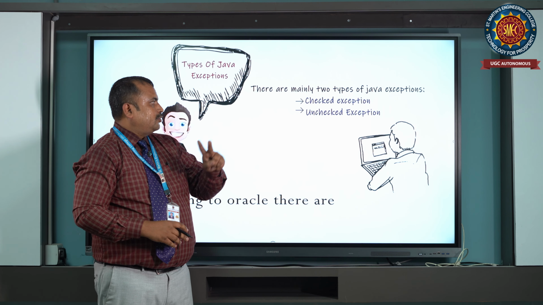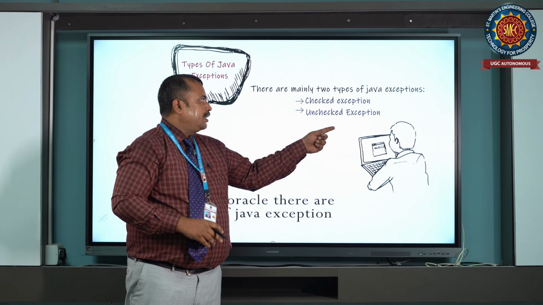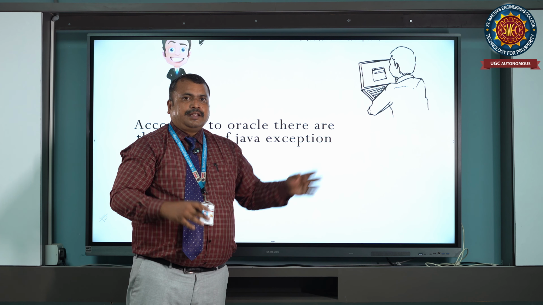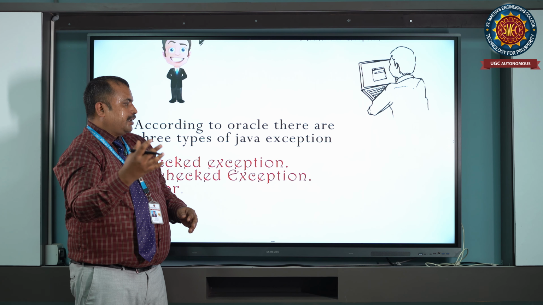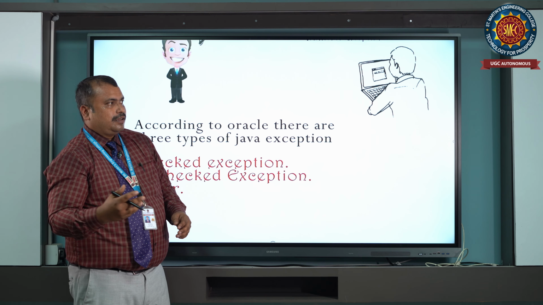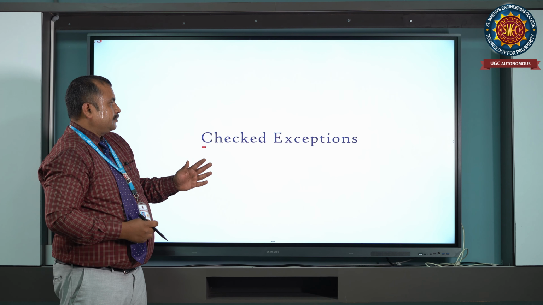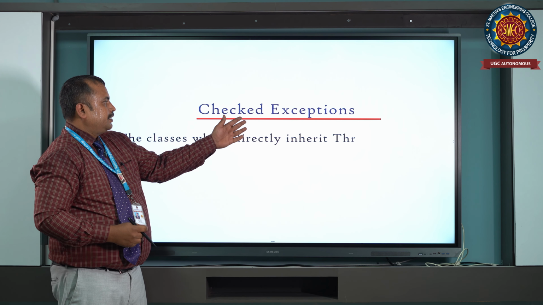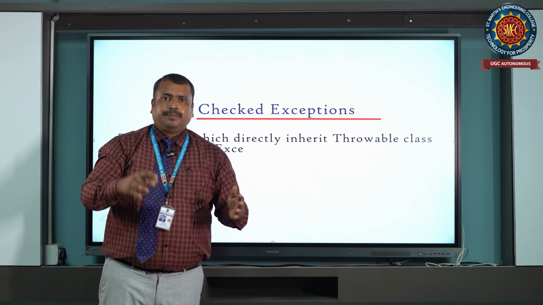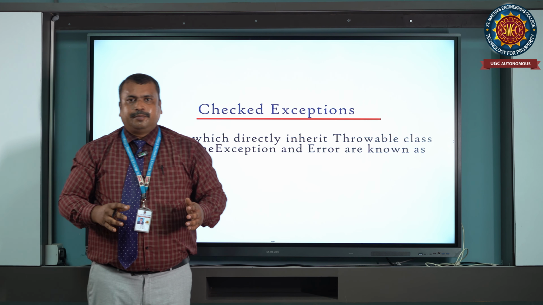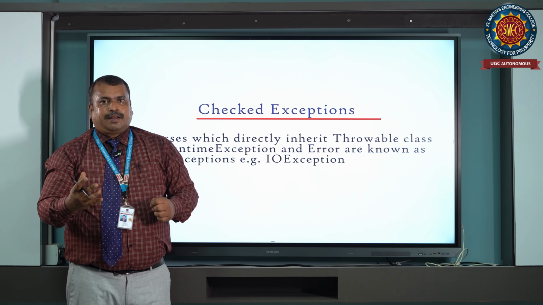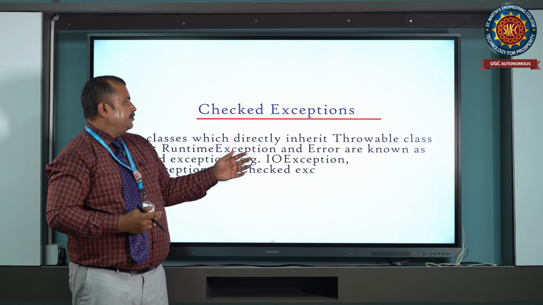So in Java, there are two types of exception: checked exception and unchecked exception. Checked exceptions are the errors that will be caught by the compiler. Unchecked exceptions are those which cannot be handled by the compiler. Checked exceptions also cause errors, but they will be handled by the Java compiler.